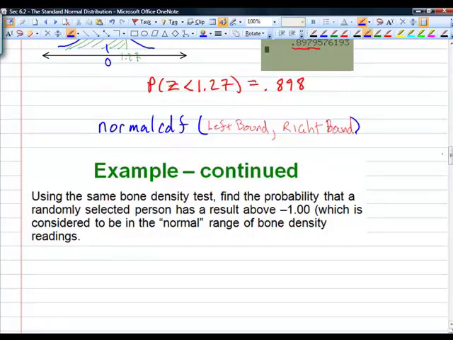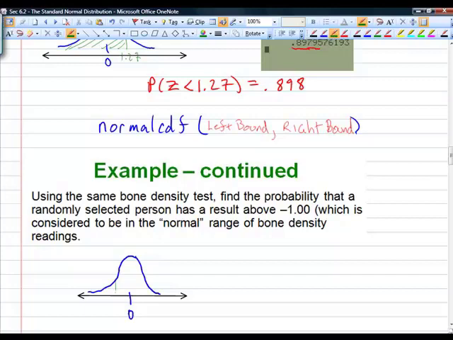It says using the same bone density test, find the probability that a randomly selected person has a result above -1, which is considered to be the normal range of bone density readings. How do we begin the problem? Draw a picture. Draw a normal curve. Zero's in the middle. I always put the 0 in the middle because it gives me a point of reference for putting down the number that I'm going to use, the z-score here.